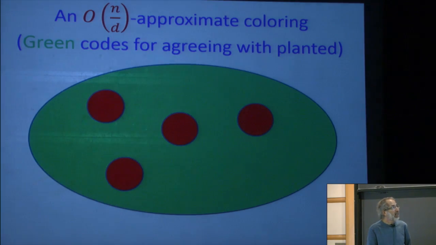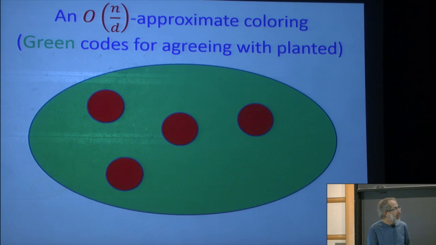So as a picture, what we get after this first step is this large region. Most of the graph is green, colored exactly as in the planted coloring. Green corresponds to colored as in the planted coloring. And there are some smaller regions which are colored incorrectly.